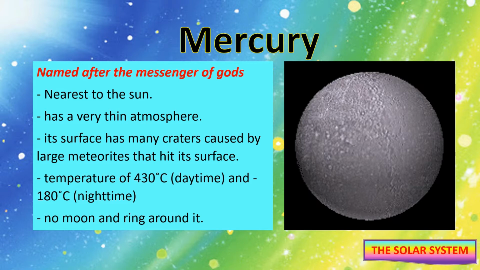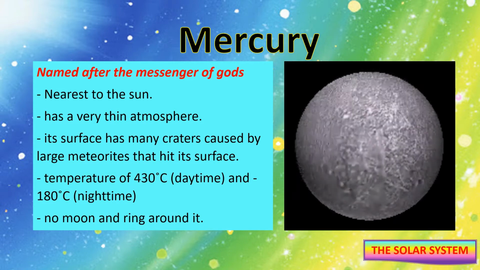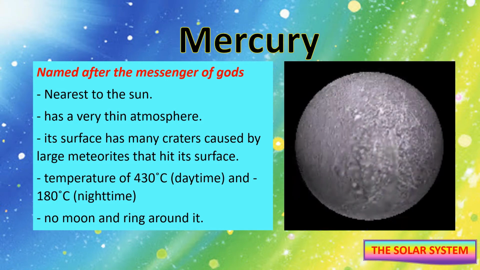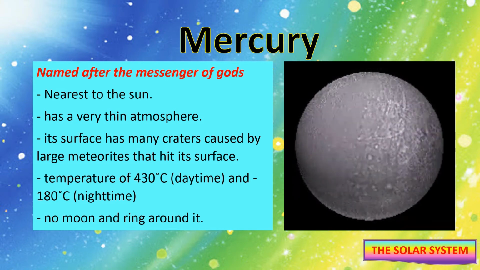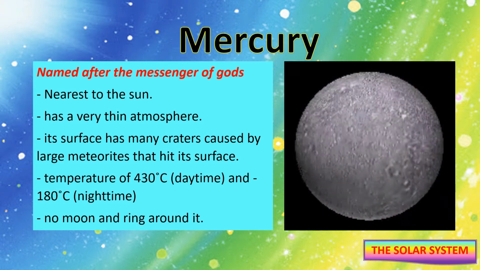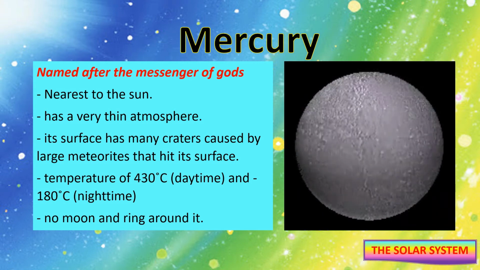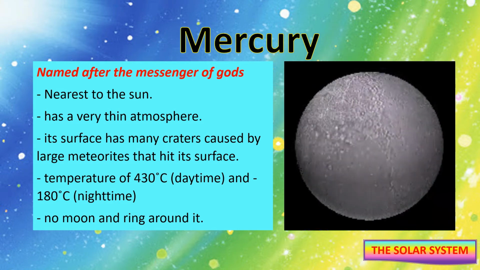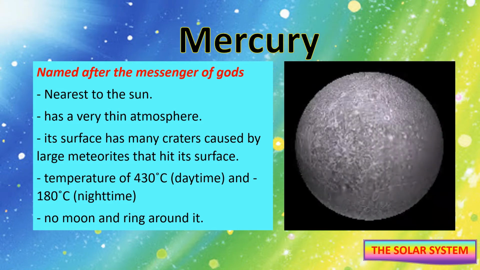First is Mercury. It is named after the messenger of gods. This planet is nearest to the sun. It has a very thin atmosphere. Its surface has many craters caused by large meteorites that hit its surface. It reaches a temperature of 430 degrees Celsius at daytime and 180 degrees Celsius at nighttime. It has no moon and ring around it.